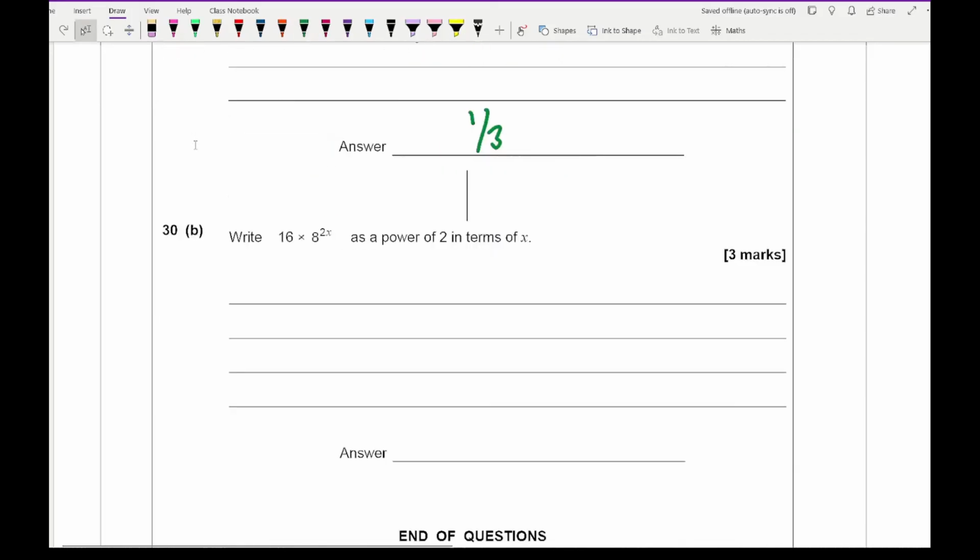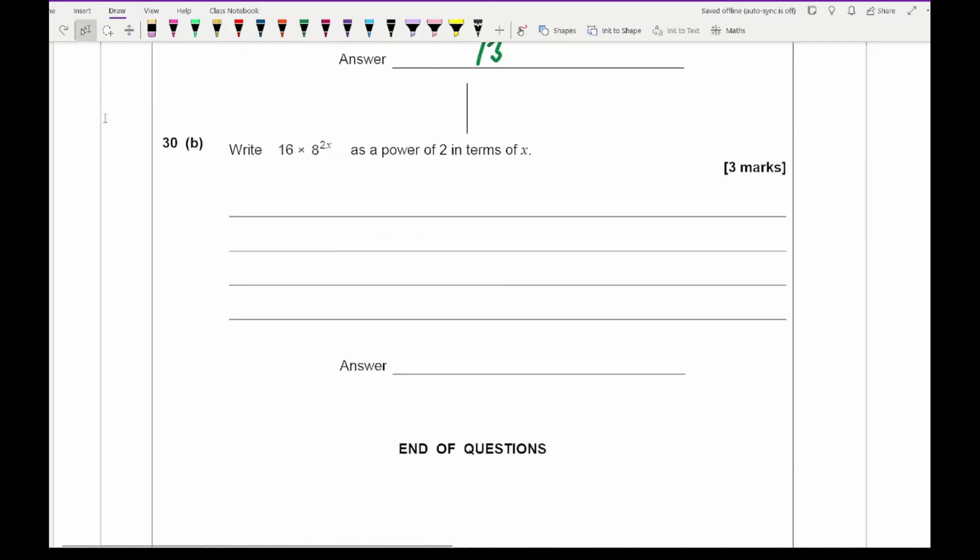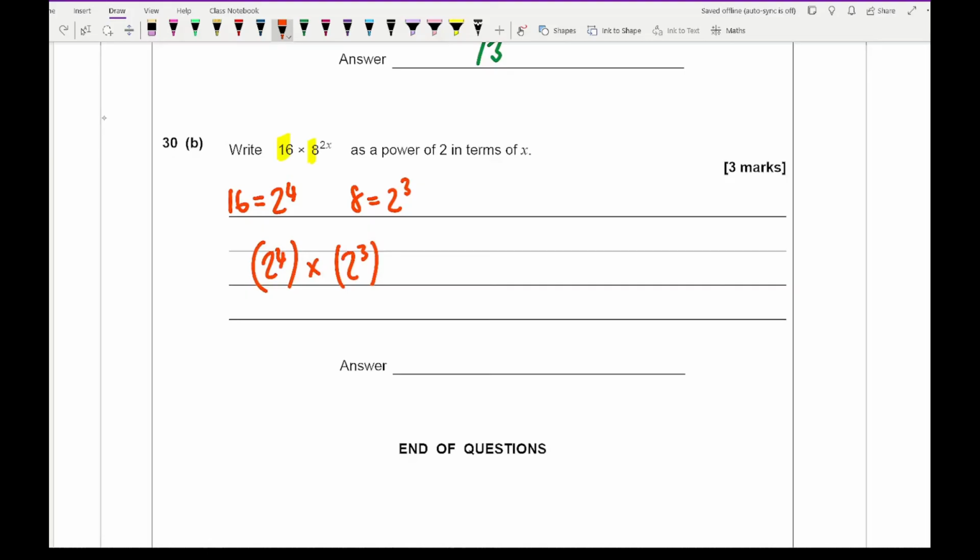Now for question 30b, it says write 16 times 8 to the power of 2x as a power of 2 in terms of x. Well, for this, what we need to do is convert 16 and 8 as powers of 2. So 16 is 2 to the power of 4, and 8 is 2 to the power of 3. So if I substitute those in, I get 2 to the power of 4 times 2 to the power of 3, all to the power of 2x. Now here, the first one's doing absolutely nothing, whereas here where I've got brackets, I multiply the two powers. So that gives me 2 to the power of 6x.